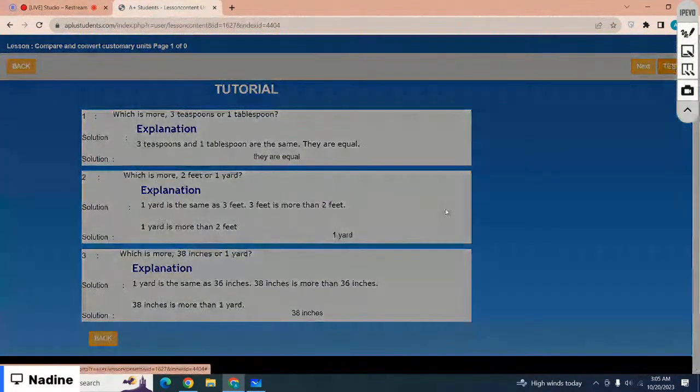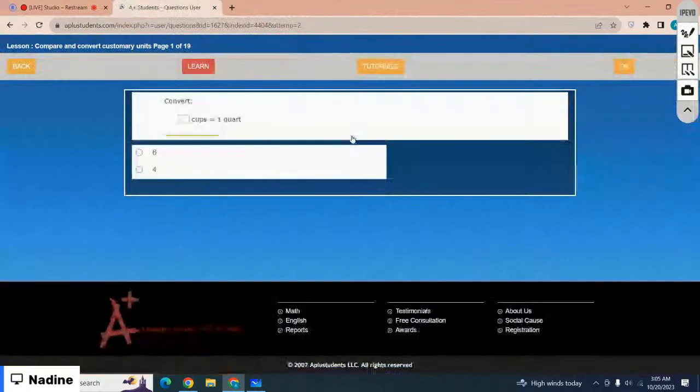Okay, let's just start with the test questions. How many cups equal 1 quart? In 1 quart, how many cups do we have? 6 or 4? Which is the correct option? The correct option is: in 1 quart we have 4 cups. The correct option is 4.